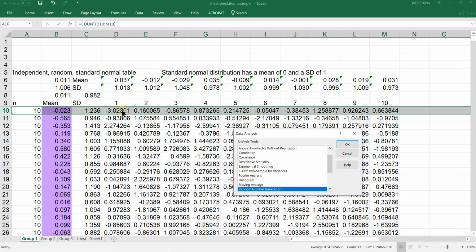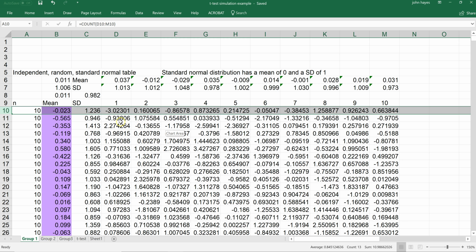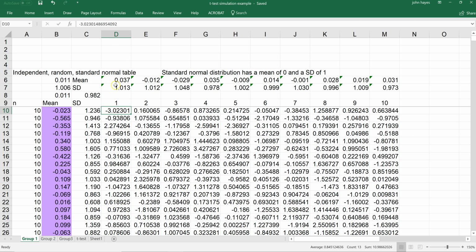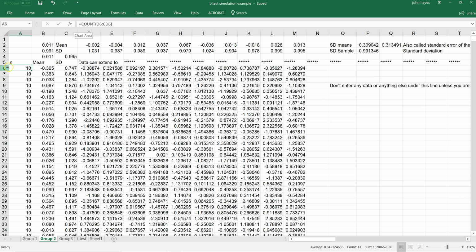So, unfortunately, unlike Excel's other functions, you put these numbers in, and they're a fixed number. They don't automatically give you a new random distribution each time. But we have exactly the same random distribution. Now, group 2, same way. Different random numbers because they were randomly generated.